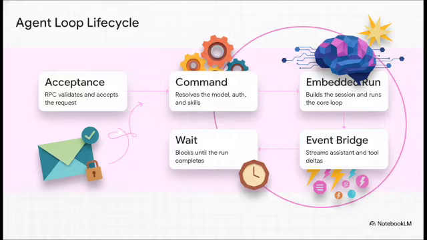So every time you send a message, it kicks off this 5-step loop. Your request is accepted and checked, then it's turned into a command for the AI. The AI model runs, and its internal thoughts are streamed out as events until a final result is ready. This whole process creates a really structured and predictable way to turn your simple text into an intelligent response.